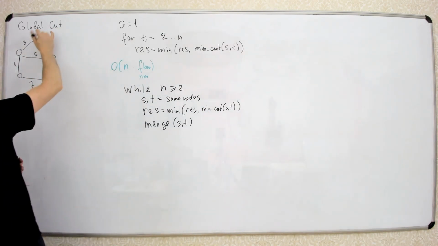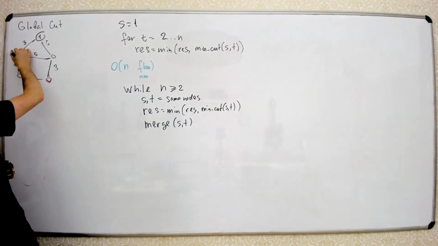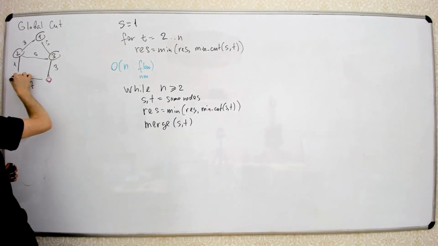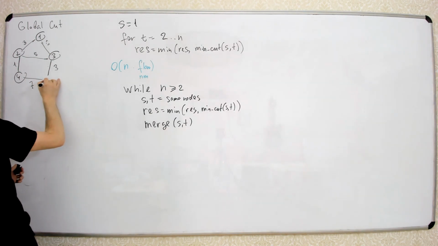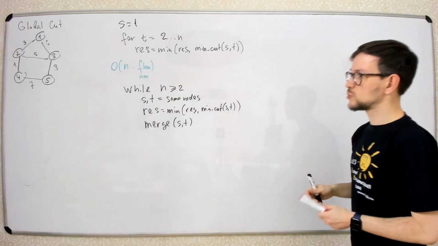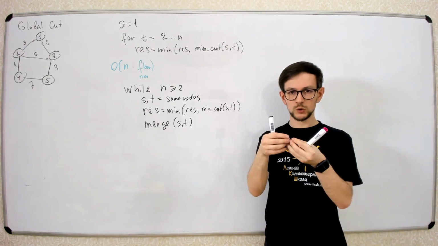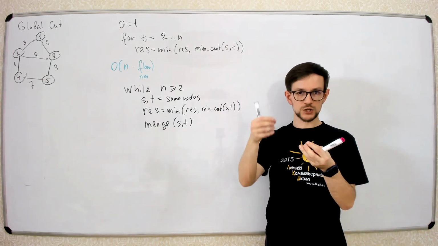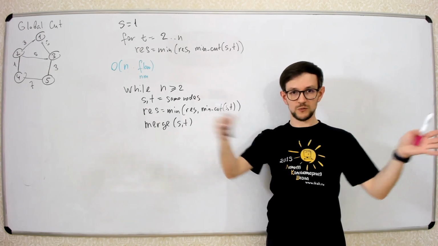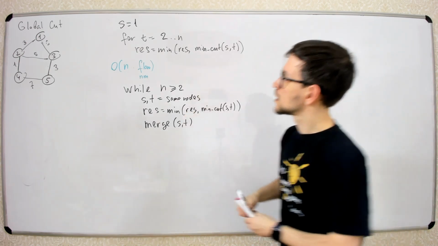Let's put some indices here just to make it easier: 1, 2, 3, 4, and 5. How do we merge? We just merge two nodes into one node and make all the same edges, just concatenate all the lists of edges from both nodes into one. So I'll show you.